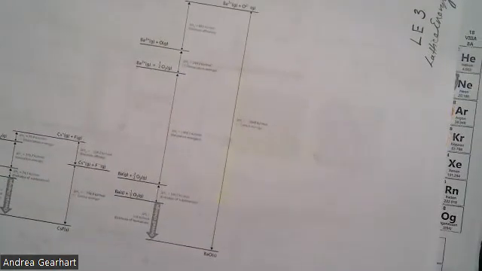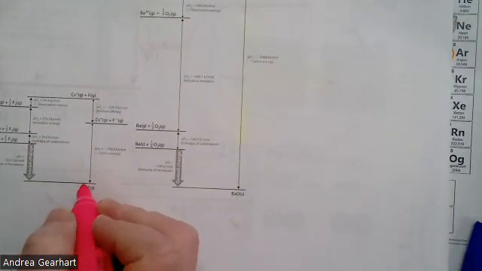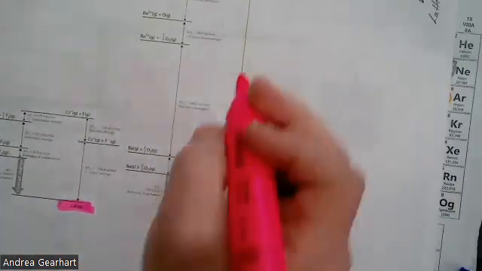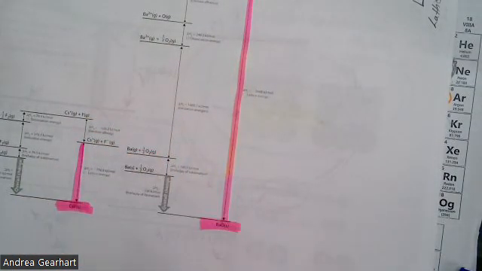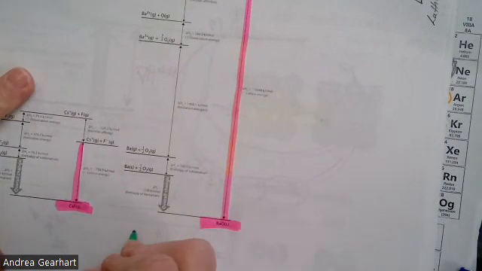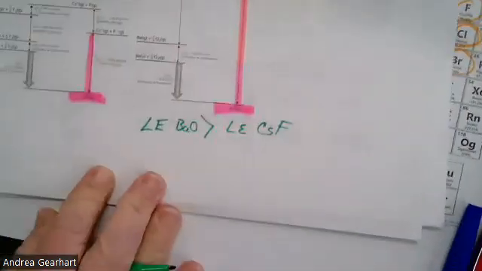So could I ask you to take a look at the very next page? Here, side by side, cesium fluoride and barium oxide. Holy smokes! Look at that lattice energy versus this. Still payout. Why is the lattice energy for barium oxide so much greater than the lattice energy for cesium fluoride? Go.